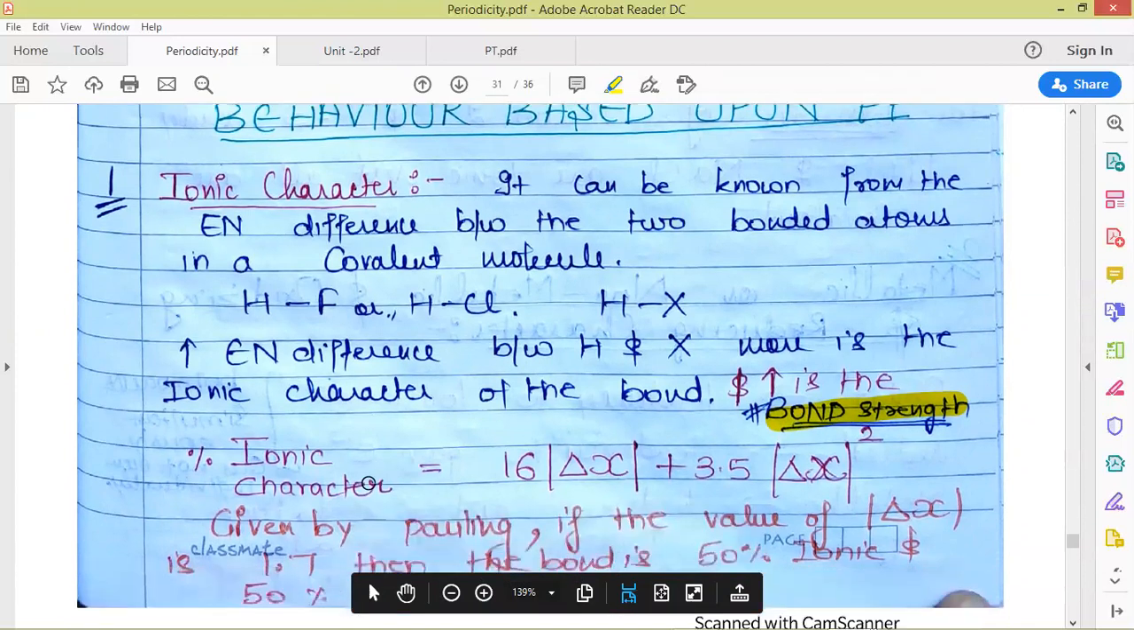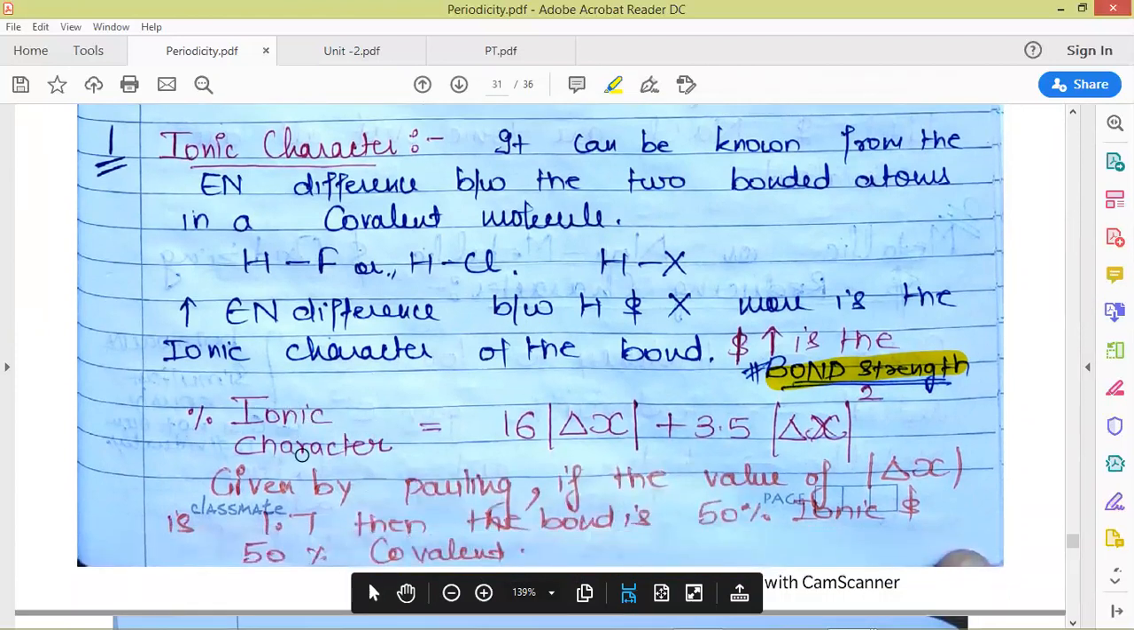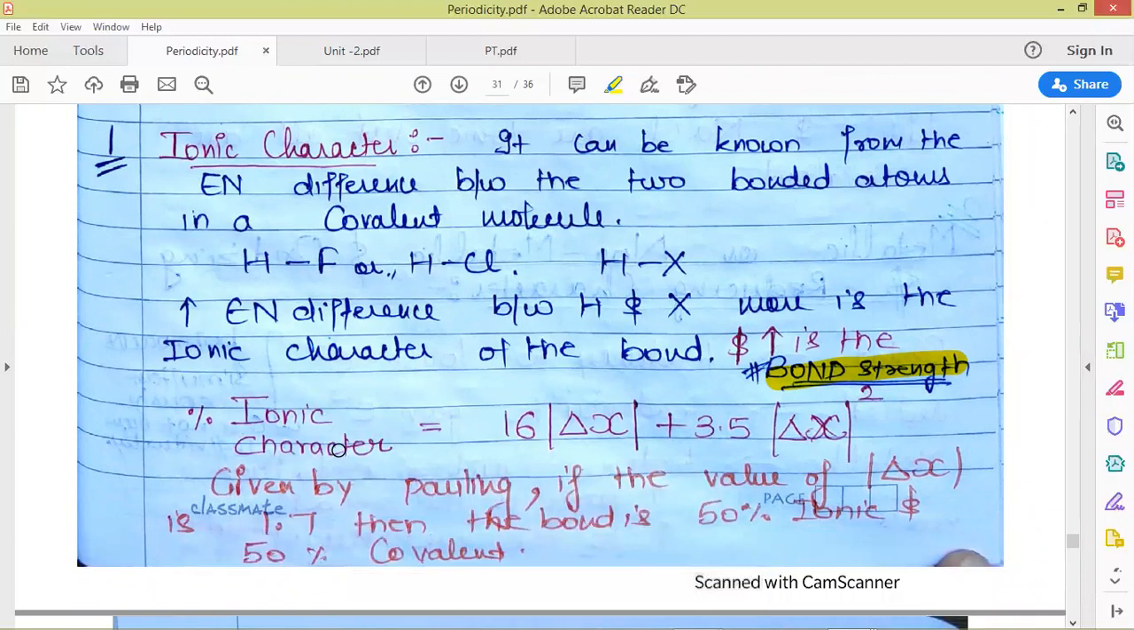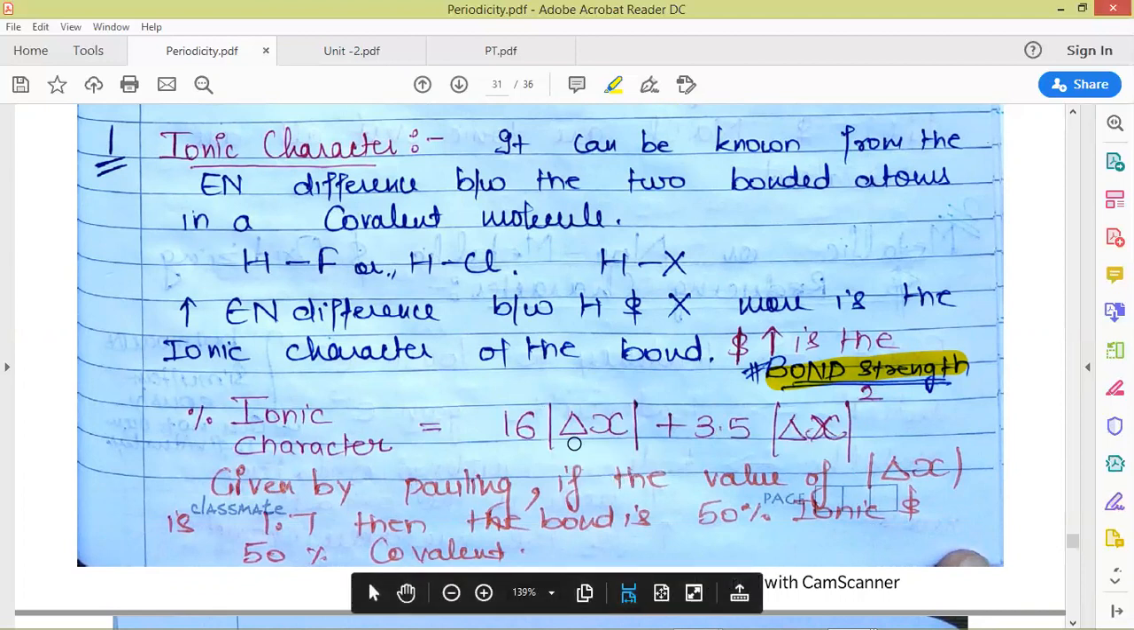According to Pauling, this was the formula given for calculating the percent ionic character present in some covalent bond due to the electronegativity difference between both the bonded atoms. The formula was 16 multiplied by mod of delta x, where delta x is the electronegativity difference between the two bonded atoms. Here we are taking mod because the difference should always be positive, plus 3.5 into delta x square. From here, if the value of delta x is 1.7, then the bond is 50% ionic and 50% covalent.